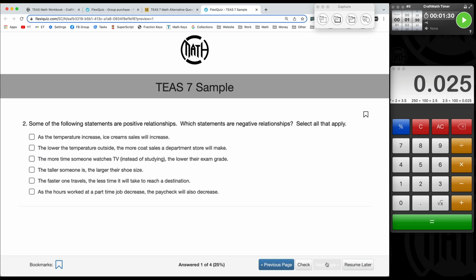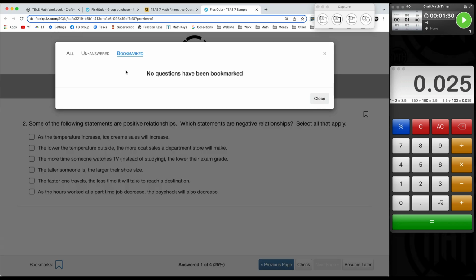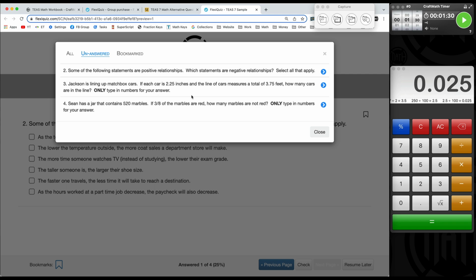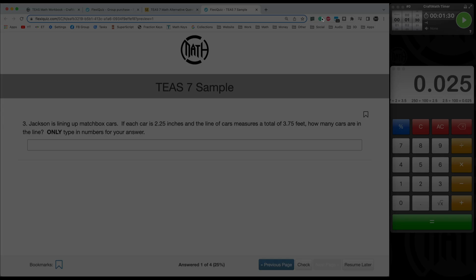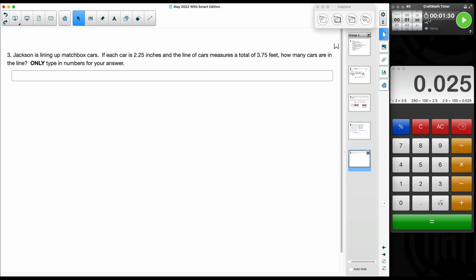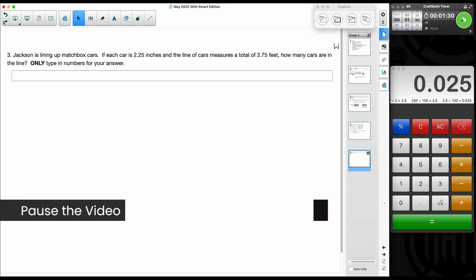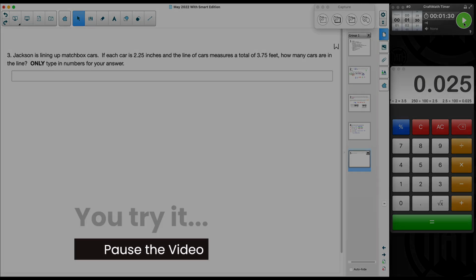Let's see here. That's another check all that apply. Let's do this one right here. This is a conversions problem. So this is a fill in the blank. And let's try this one out. So 1 minute and 30 seconds. This is one more example, and I'll be right back.